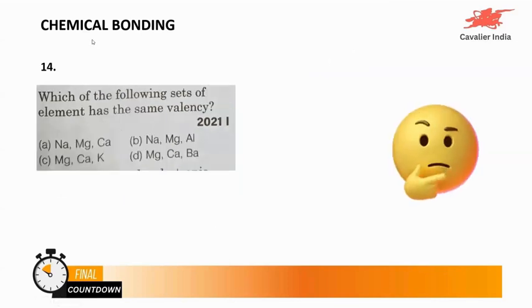Which of the following set of elements has the same valency? Elements belonging to the same group will have the same valency. So which are the elements belonging to the same group? Just give a try. Let me check the answer. Yeah, your option is right, Abhinav. Option D is the right answer because magnesium, calcium, barium belong to group 2, that is, valency equal to 2.